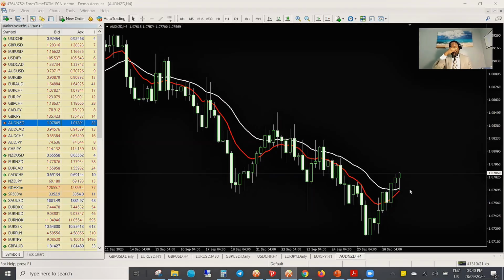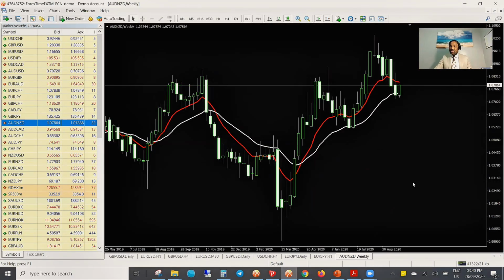Now, when the moving average 10 crosses above the moving average 20, I'm going to click buy. But before I buy, it is good for me to check 2 time frames above the current time frame I'm using to check the trend. So now, I'm on H4. After H4, what do I have? D1. After D1, what do I have? W1. So I'm going to click on W1 to check the trend of W1. What's the trend of W1? Tell me, what's the trend?